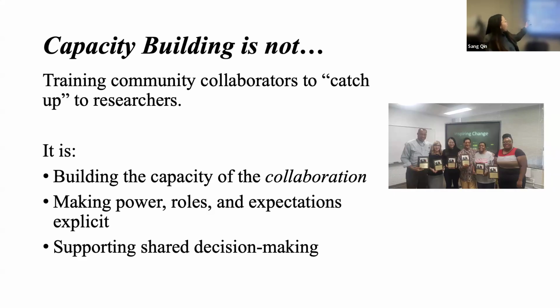It is to make the power differences, especially the roles and the expectations, very explicit throughout this process, so people can feel more at ease in a very transparent process to engage in the research, and also supporting the decision-making process. When we have a research decision we need to make, in what way, as a group, do we want to make that decision? So that is what I was trying to refer to as capacity building here. We're not saying this is a step. We're saying this is the foundation work we need to do first in order for us to do community engaged research.